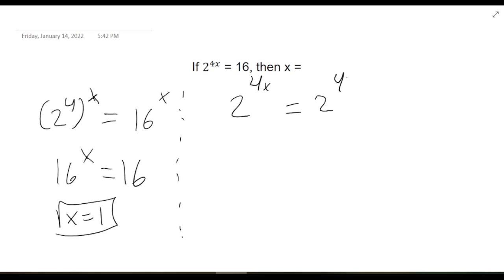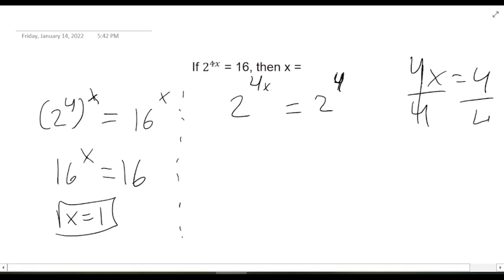And so already we can see that our two sides of the equation are very similar. So now all we have to do is take a look at the exponents, since our bases are the same, and only focus on the exponents. So how do we get 4x to equal 4? In other words, 4x equals 4. And when you divide both sides by 4, you arrive at the same answer: x equals 1.